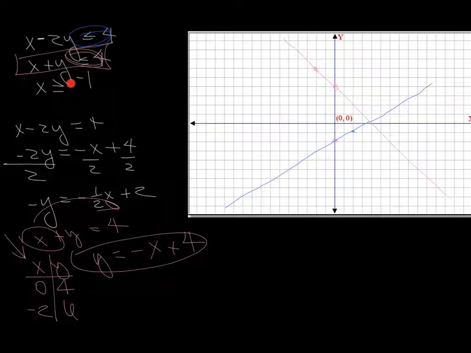Alright, so let's go ahead and look at the last one. x is greater than or equal to negative 1. Well, when x is greater than or equal to negative 1, let's use green. And let's make my pen thicker so you can see it. So when x equals negative 1, that means we have a vertical line that is solid because of the greater than or equal to sign. So there are my 3 lines there.